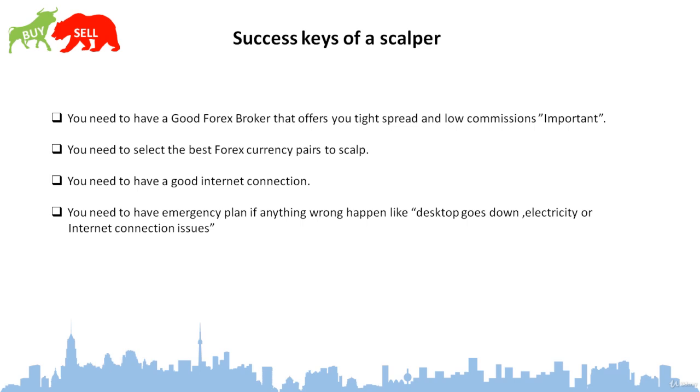The fourth point, you need to have an emergency plan if anything goes wrong, like your desktop goes down, or electricity or internet connection issues. You need to have your platform installed on your smartphone, and you have internet data to exit your open trade if you have one of these issues or other issues.